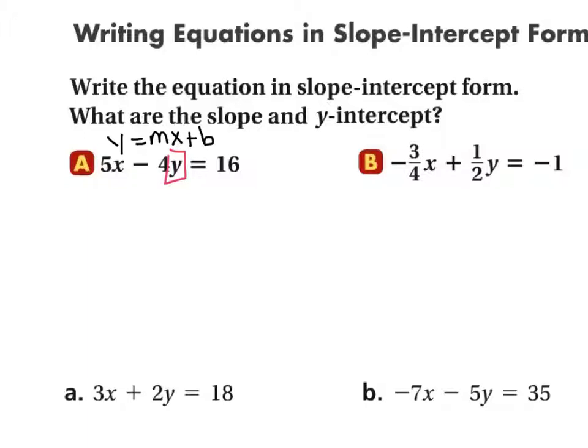Because remember, PEMDAS, we work PEMDAS from left to right, meaning we do parentheses, then exponents, then multiplication and division, then addition and subtraction. When we're solving an equation, we work those backwards. So we first undo any addition and subtraction. So we've got to subtract 5x from both sides.